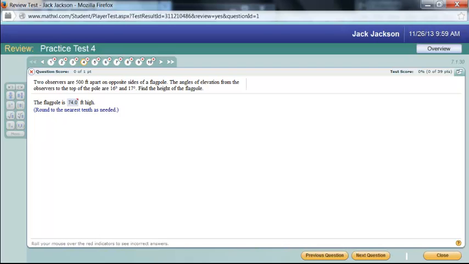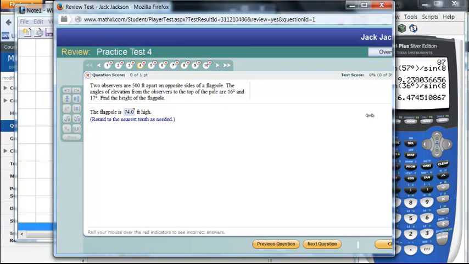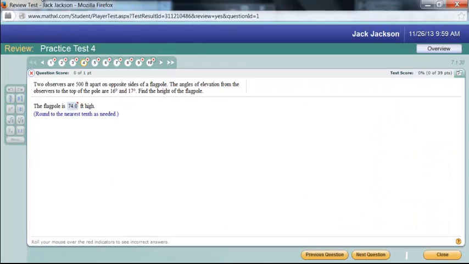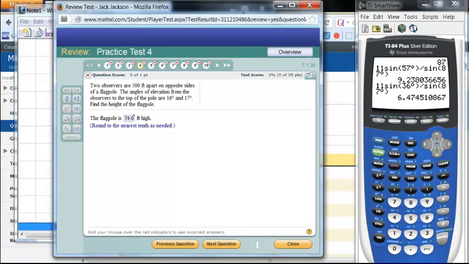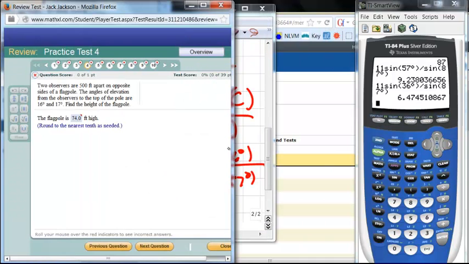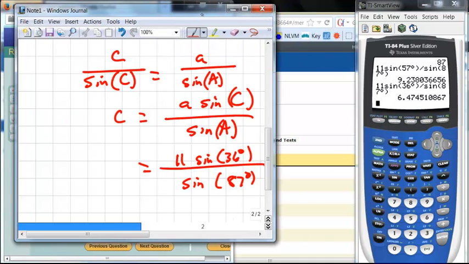Okay, so two observers are on opposite sides of a flagpole. The angles of elevation from the observers to the top of the pole are 16 and 17 degrees. Find the height of the flagpole. So if they're on opposite sides of the flagpole, let's see here.